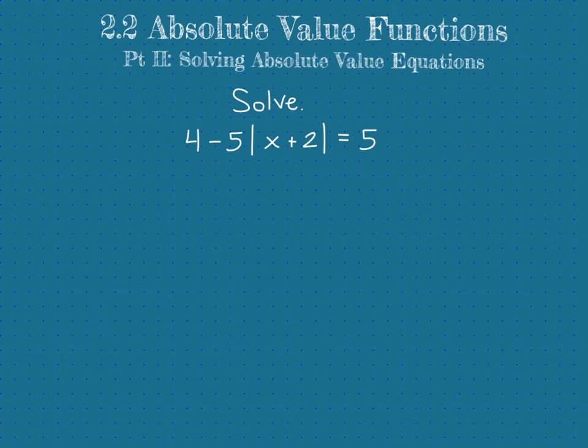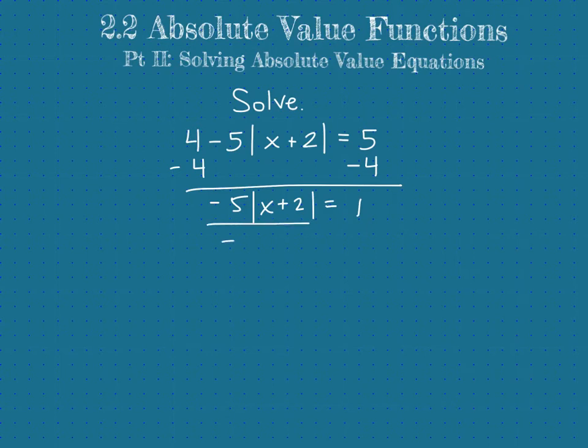All right, this next example, we want to first isolate the absolute value, so we'll subtract 4. We'll have negative 5 times the absolute value of x plus 2 equals 1 minus 4... All right, then we'll divide both sides by that negative 5 that's out front. Well, the absolute value of x plus 2 equals negative 1/5.